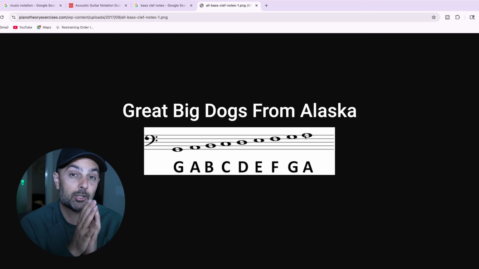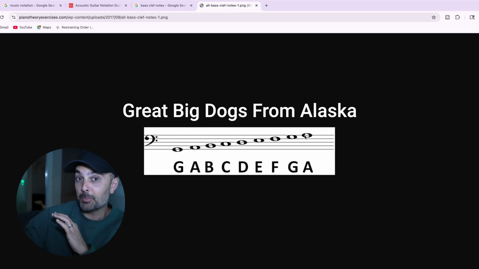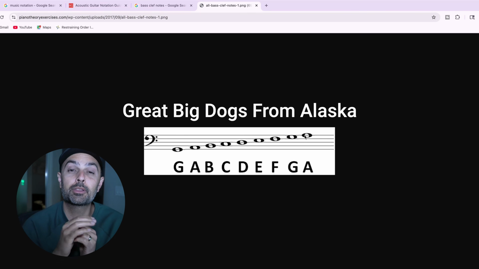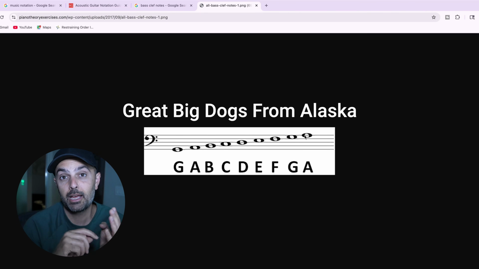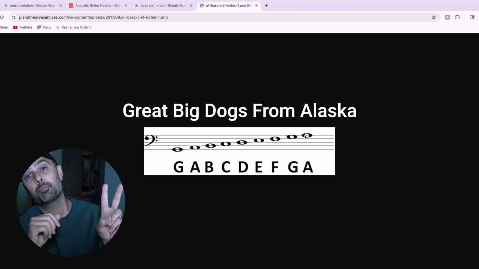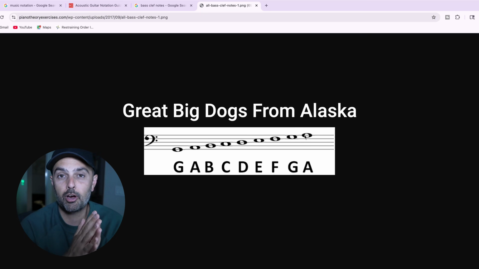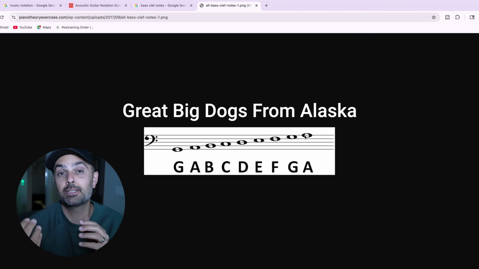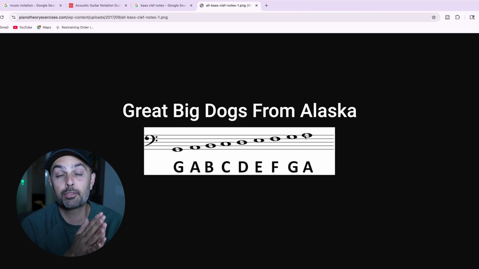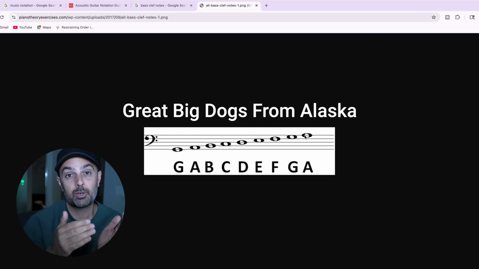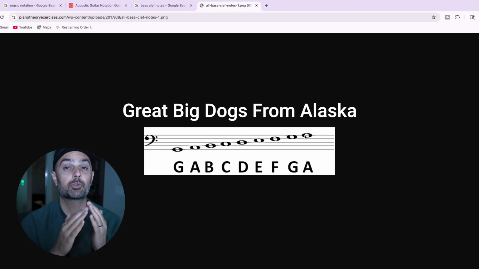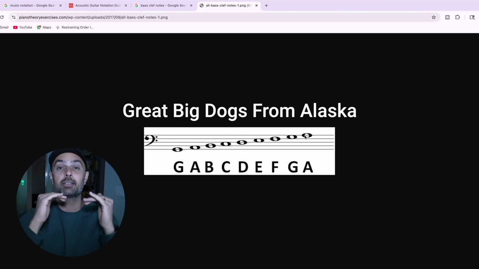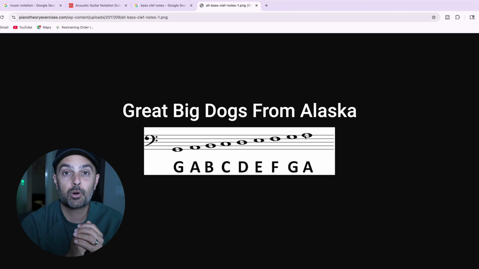If you can remember that great big dogs are from Alaska, then you'll know that the 5 lines in the bass clef are G, B, D, F, and A. Great big dogs from Alaska. So when you see a note that's on the last line of the bass clef, it's A. When you see a note that's the 3rd line of the bass clef, great big dogs, it's D. The first one, G, great. So great big dogs from Alaska is the lines for the bass clef.